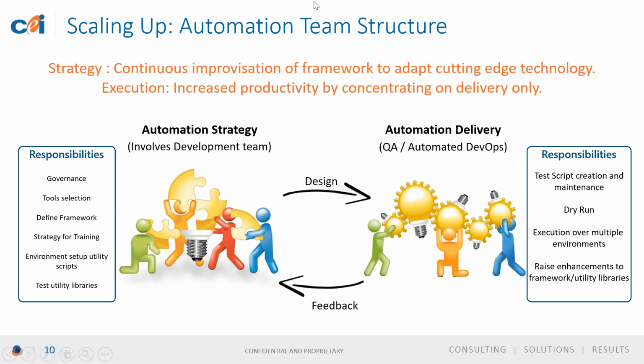The team can be structured into two by having an automation strategy and automation delivery, where automation strategy focuses on enhancement in framework, tool upgradations, etc. Meanwhile, the delivery team focuses on test scripts creation, maintenance, and execution.